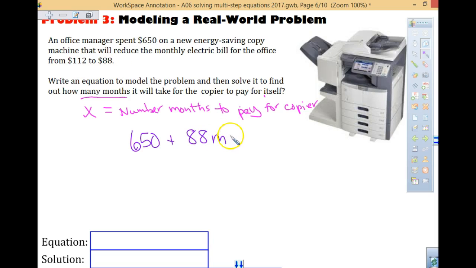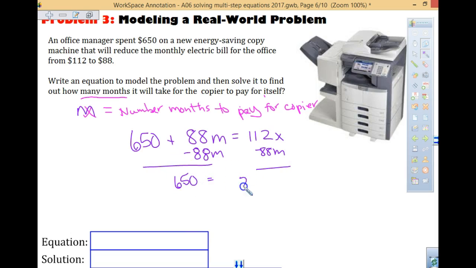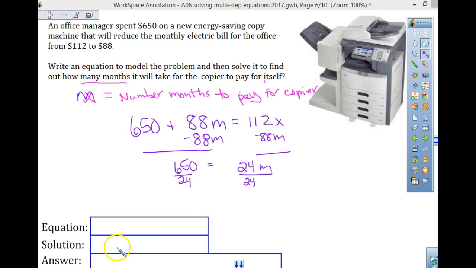My monthly electric bill will go from 112 to 88. I used M because I was thinking of months. I don't care if you use M or X, right? To me, months make sense in the problem instead of X, but I would take it either way. 112M. Does that make sense to everyone? We're going to subtract our 88M. $650 equals 24M. Divide, and the number of months it's going to take us to pay for the copier. M equals.